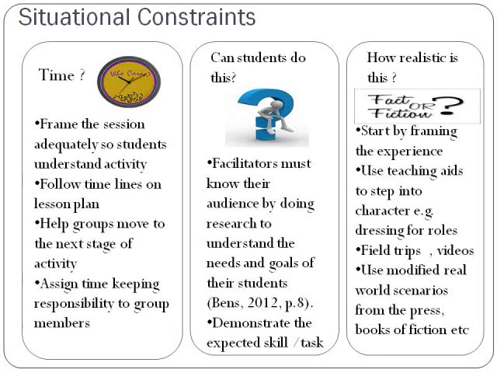What are some constraints that the instructor can come across, and how can an instructor deal with them? The first one is time. Will there be enough time for the session? To avoid running out of time, the instructor should adequately explain the activity to the students so that they understand what they are doing and why. There should also be time guidelines, and the instructor can co-opt the students into helping to watch the clock, as well as helping groups to move to the next stage of the activity.